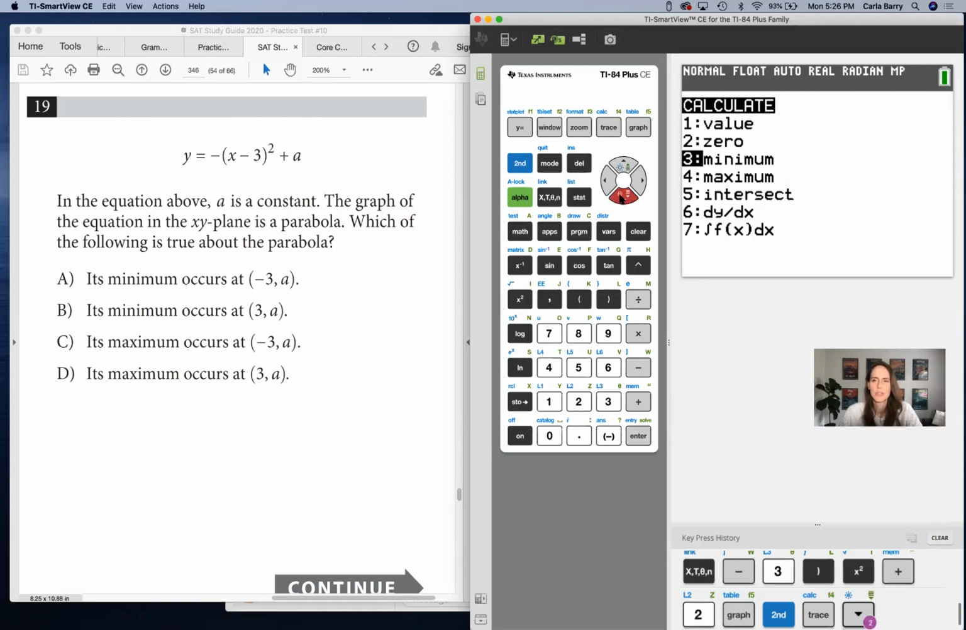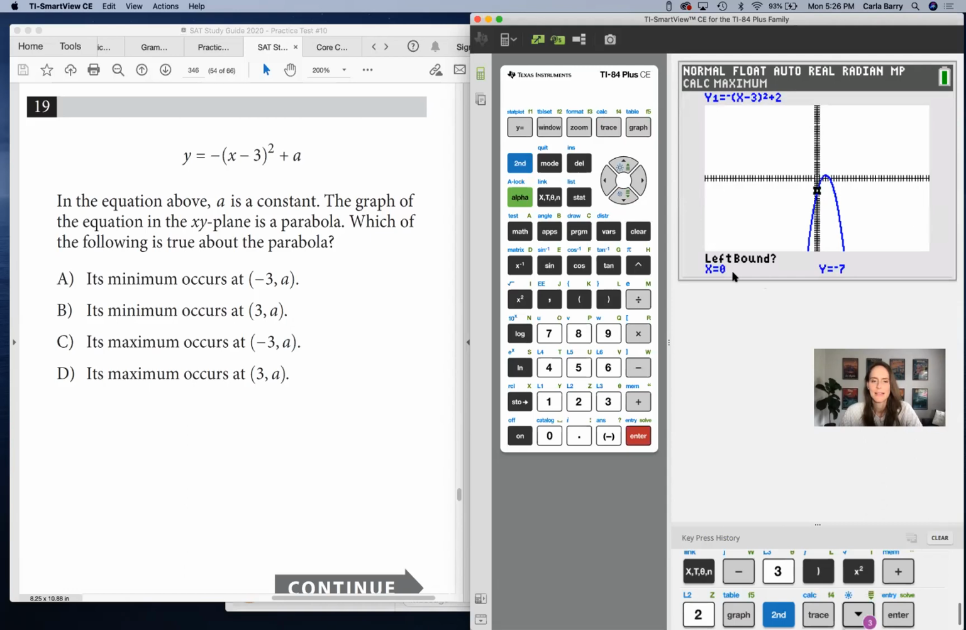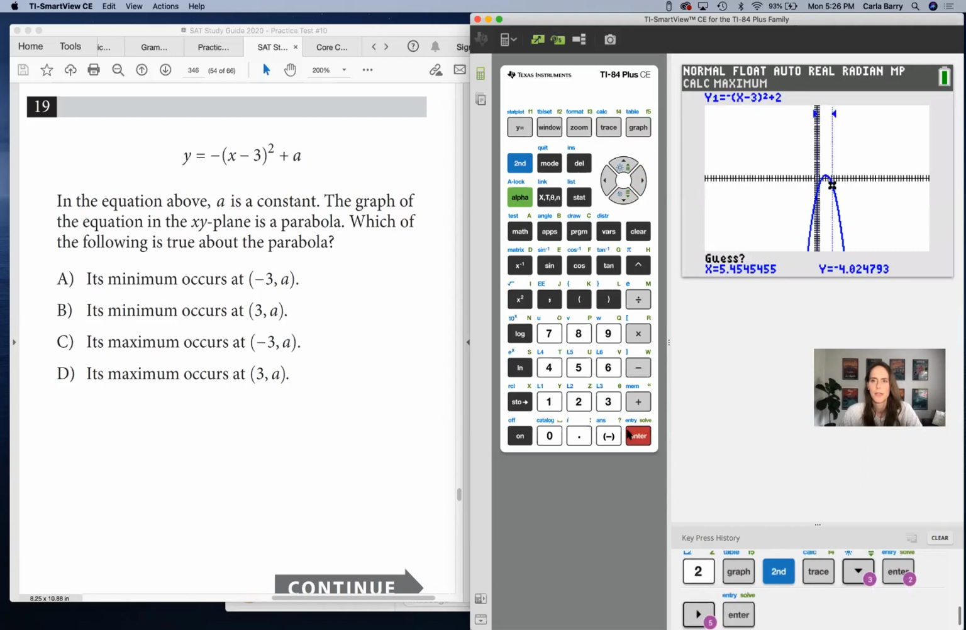And then we're just going to scroll down to maximum, and it's going to ask us left bound, and I'm going to press enter. And then it's going to ask me right bound, and I'm going to press enter. And then I'm going to go up to the vertex, and it gives me my maximum is at positive 3, 2, right? When x is 3, y is 2. And that is only for answer choice D, because remember we said a equals 2. So, an easy way to get to the right answer there, just using our calculator. Doesn't mean we're always going to use our calculator, but for questions like that, I really would.